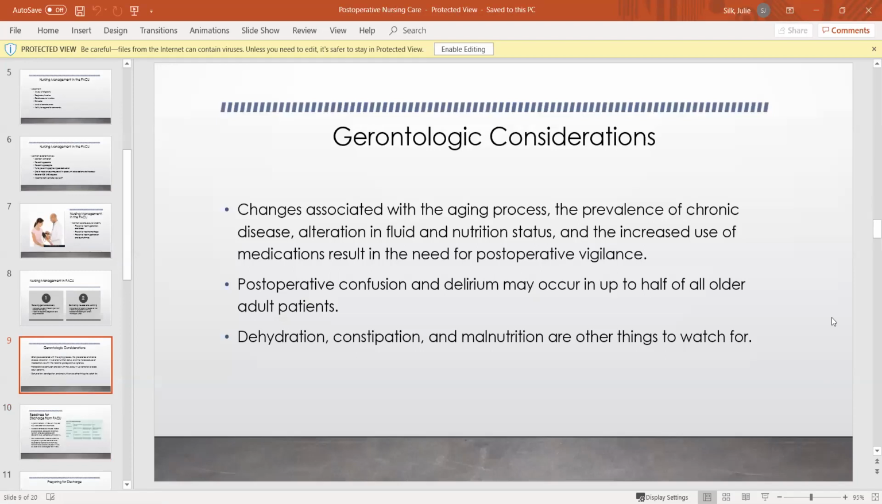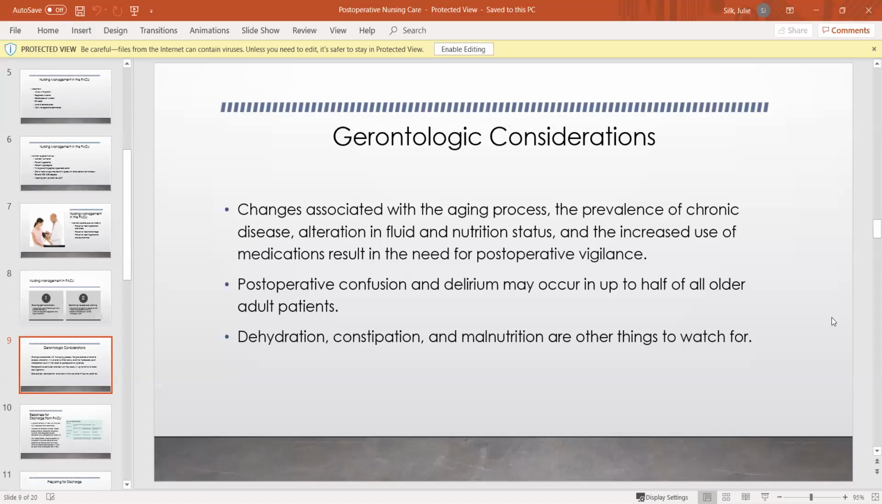Okay, so with older adults, we already talked about how they have less subcutaneous fat than the rest of us do. So they're going to be at risk for hypothermia after surgery. So we're going to really pay close attention to that. We also want to pay good attention to them because a lot of times they don't have a really good nutrition status. They might be a little bit dehydrated to begin with, so now they're going to be even more so. A lot of times they have a lot of different comorbidities, so they can be really at risk for a lot of complications.